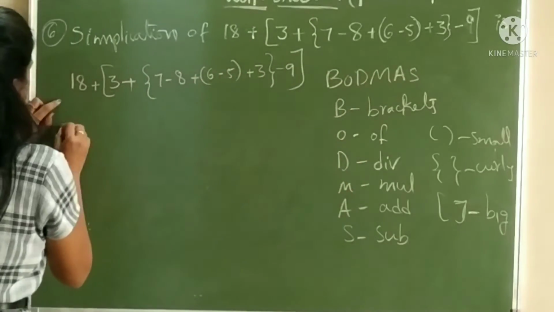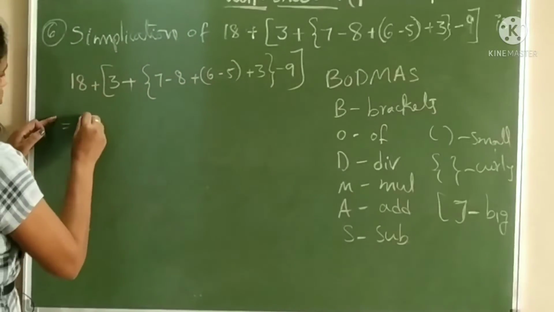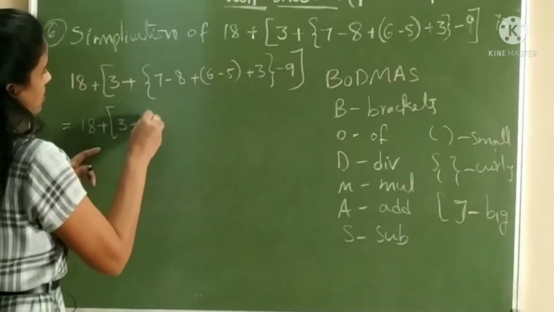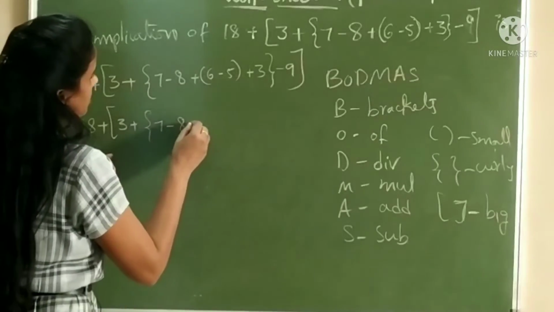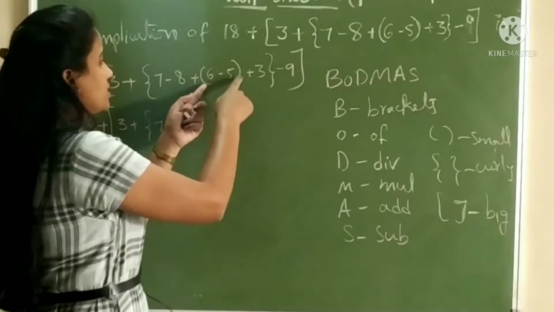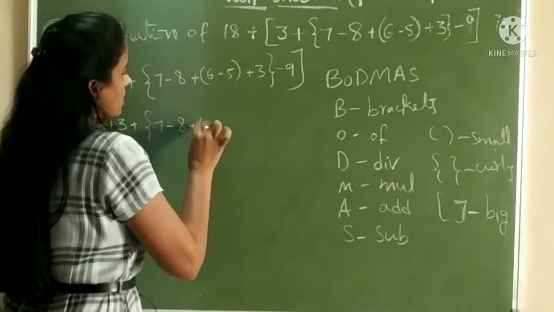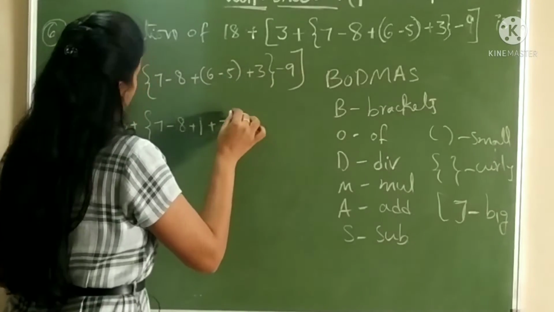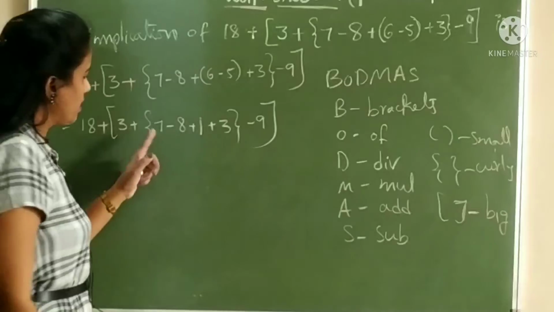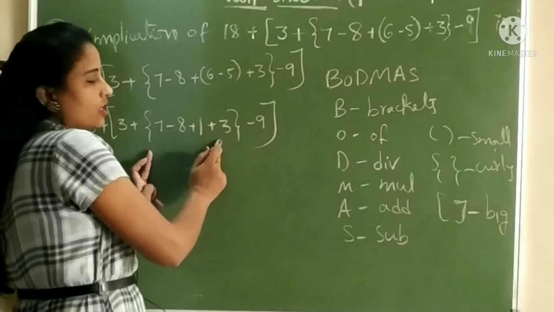Now simplify the value of the small bracket first. As it is you write 18 plus 3 plus, curly bracket, 7 minus 8 plus 6 minus 5. Only I am changing this value. 6 minus 5 is 1, so plus 1 plus 3 as it is, close the curly bracket, minus 9. Small bracket gone. Again you simplify the curly bracket, that is the middle bracket.